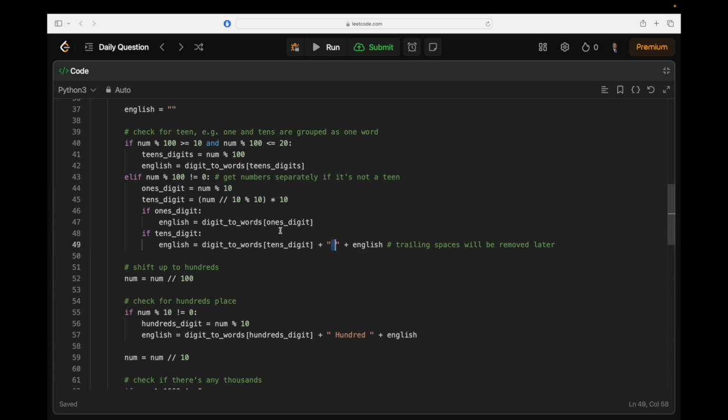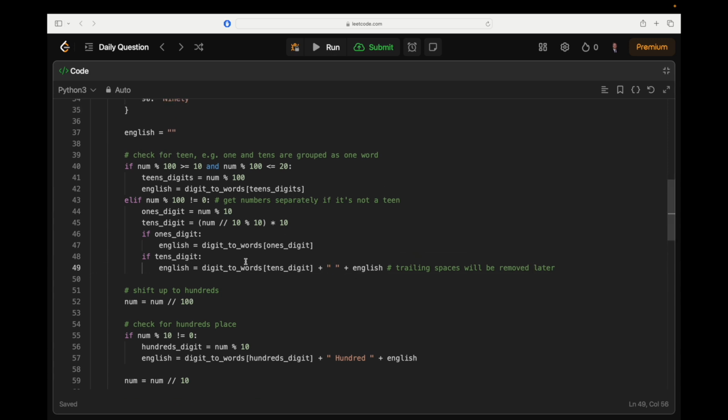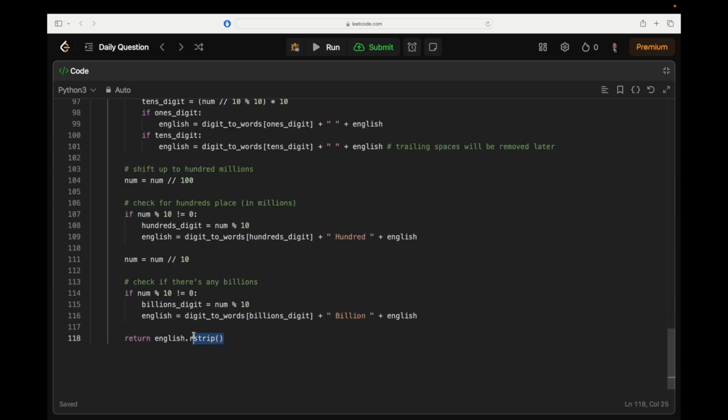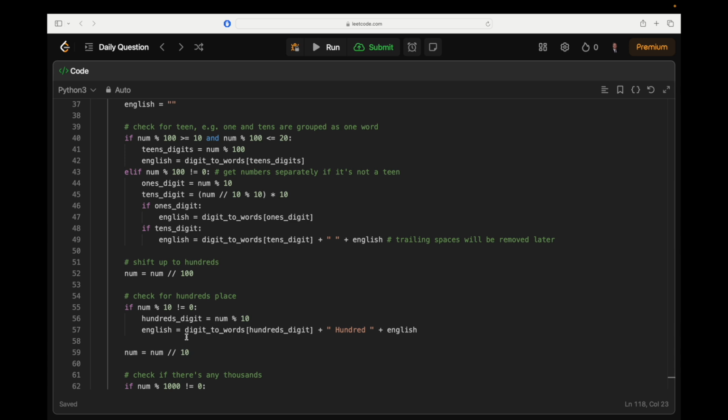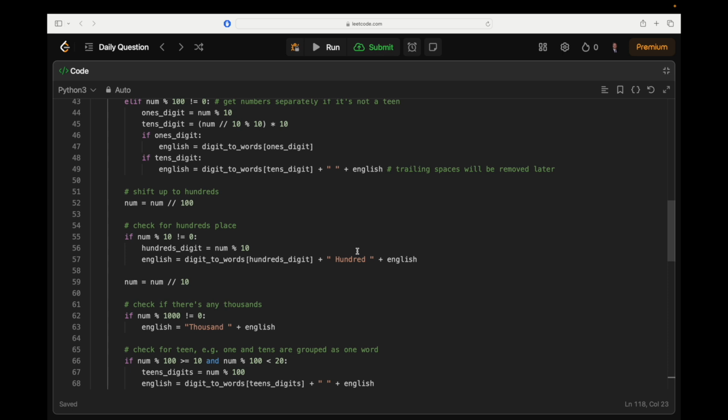Now, if we just have like 30, then we will theoretically have a space beforehand, but that's why at the end we say rstrip, and that'll remove all the trailing spaces and things that don't matter, in this case just white space. So we can get rid of that, and we have digit to word, digit to word, tens digit, and we stitch that on, and you see we stitch it on backwards. So we take the ones and then we put the tens in front of that.